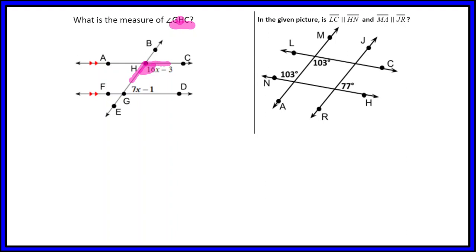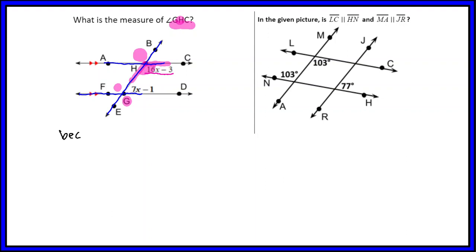Okay, so I'm going to highlight the vertical angles. Then I'm going to follow the transversal. And at the other parallel line intersection, I'm going to do the same highlighting. So I highlighted the top left, so I'll highlight the top left and the bottom right. Do you see how 16x minus 3 is highlighted in pink? And 7x minus 1 is not?